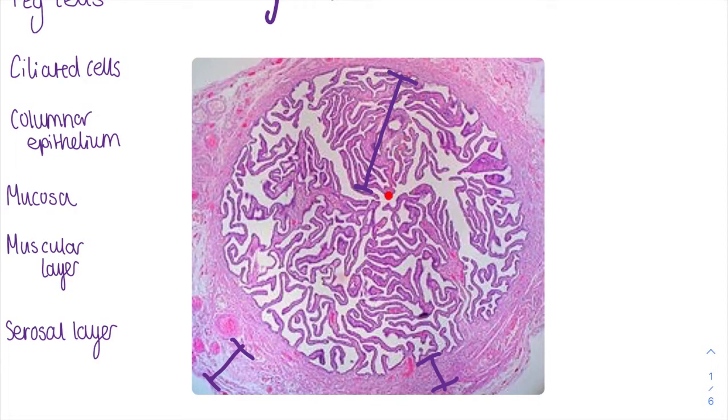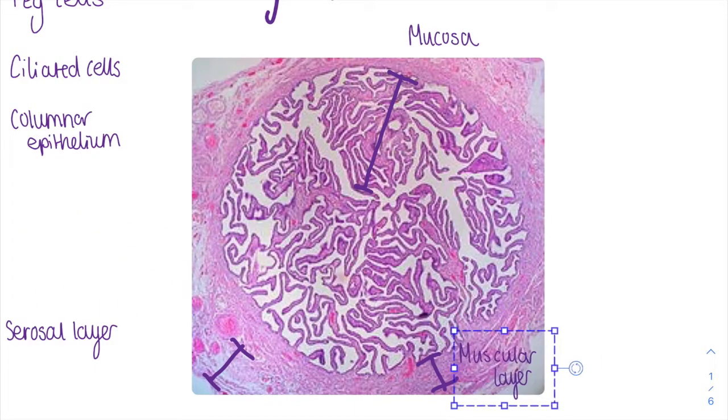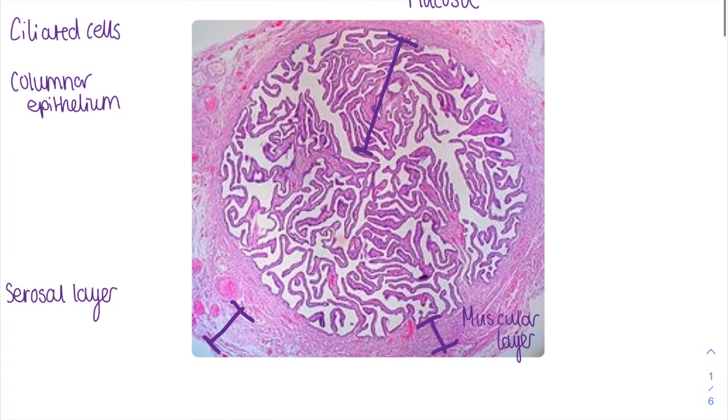This bit here is the mucosa, and then the muscular layer, which is this bit here, just that outer ring around the mucosa, and then the bit here is the serosal layer.